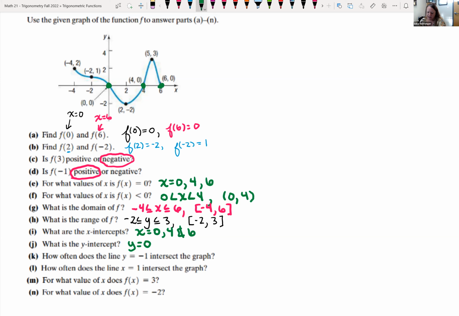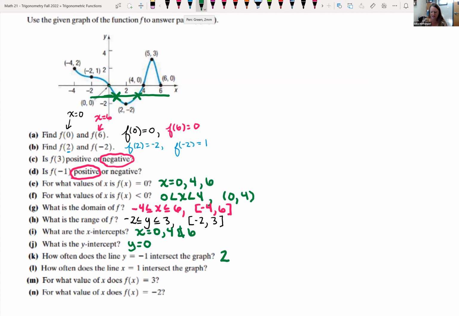How often does the line y equals -1 intersect the graph? So y equals a number. Recall that's just the horizontal line going through that number. So y equals -1. So I would locate where -1 was on the graph, which is right here. And then I would draw a horizontal line. So notice that there's 2 spots, 2 x values that give us a y value of -1. So it crosses the graph twice.